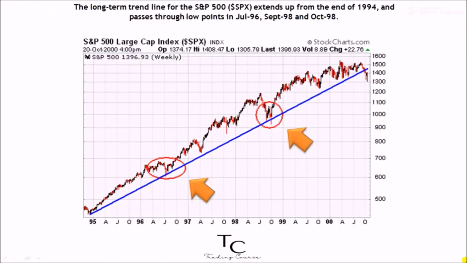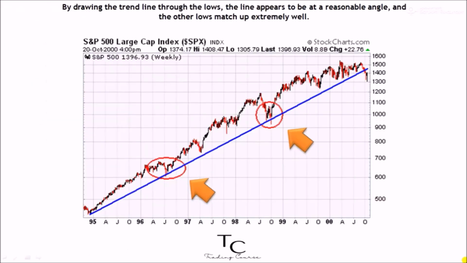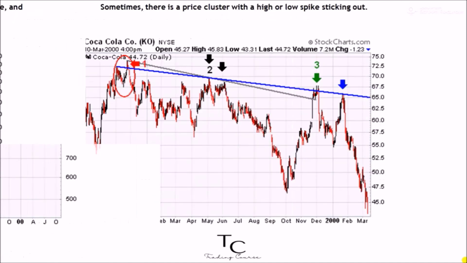The long-term trend line for the S&P 500 (SPX) extends up from the end of 1994, and passes through low points in July 96, September 98 and October 98. These lows were formed with selling climaxes, and represented extreme price movements that protrude beneath the trend line. By drawing the trend line through the lows, the line appears to be at a reasonable angle, and the other lows match up extremely well.